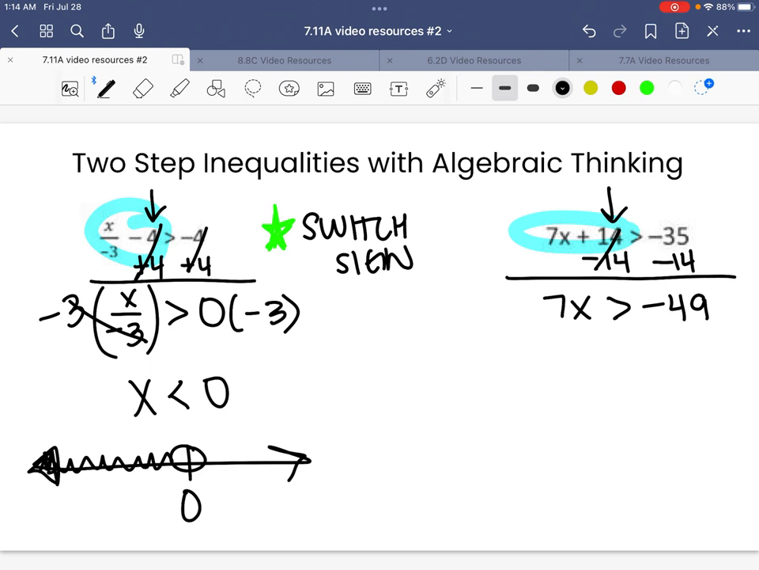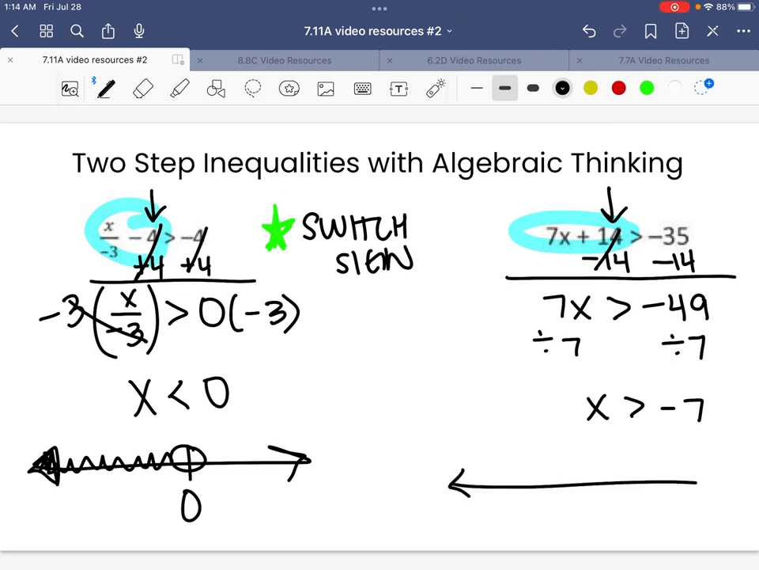So now I have 7x is greater than -49, and I only want what 1x is. So I will divide 7x into 7 groups to just find what one whole x is. And then I'll divide -49 into 7 whole groups, again, to maintain balance. And I get that x is greater than -7.